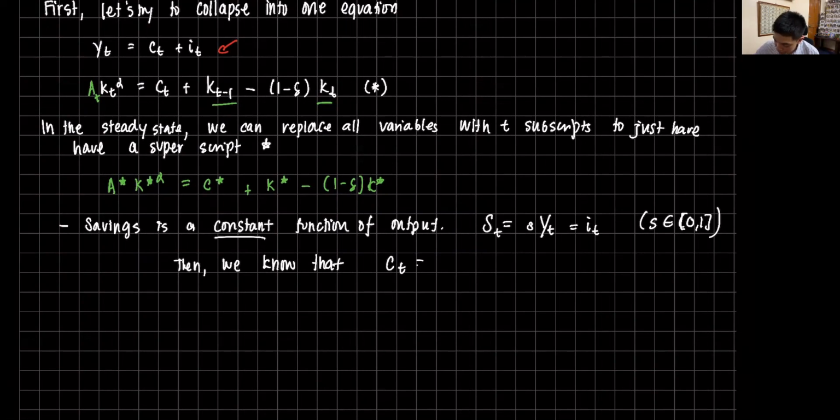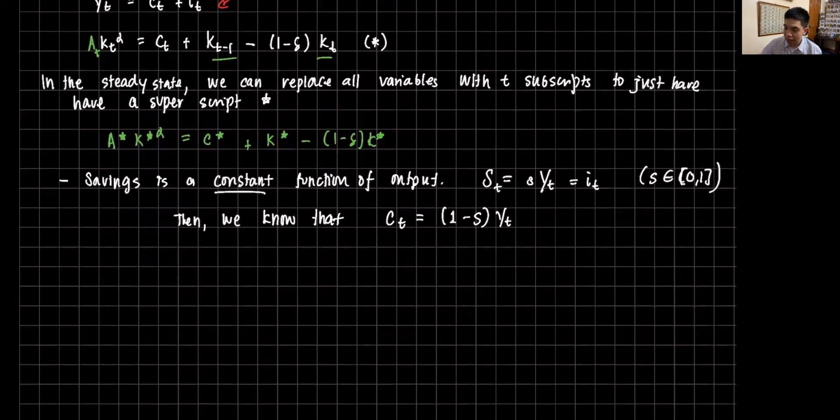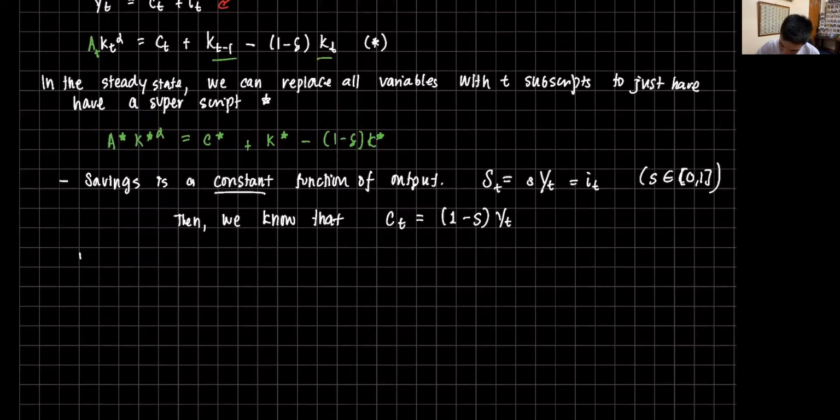Consumption is equal to 1 minus S, which is the proportion of Y which you don't save, right? And that's basically consumption. And basically, if we substitute that for C_t, we are expressing everything effectively now in terms of capital.